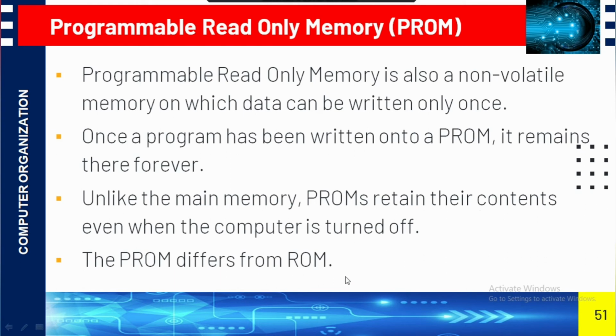The PROM differs from the ROM chip. So how does it differ? PROM can store the programs by the special PROM programmers. In PROM, the content can be stored after the manufacturing. That is, in a PROM chip, the content can be written by the PROM programmer. But in a ROM chip, at the time of manufacturing itself, the content is stored in the chip. Okay, so that is the difference between PROM and ROM chips.